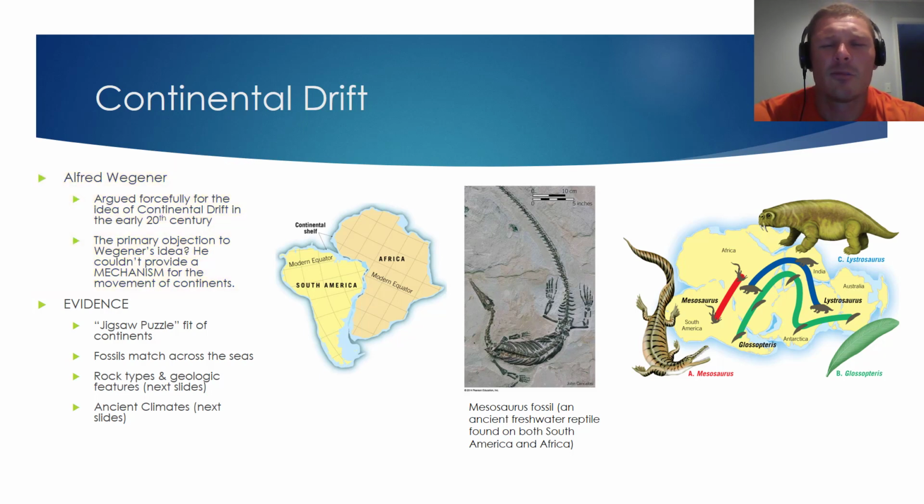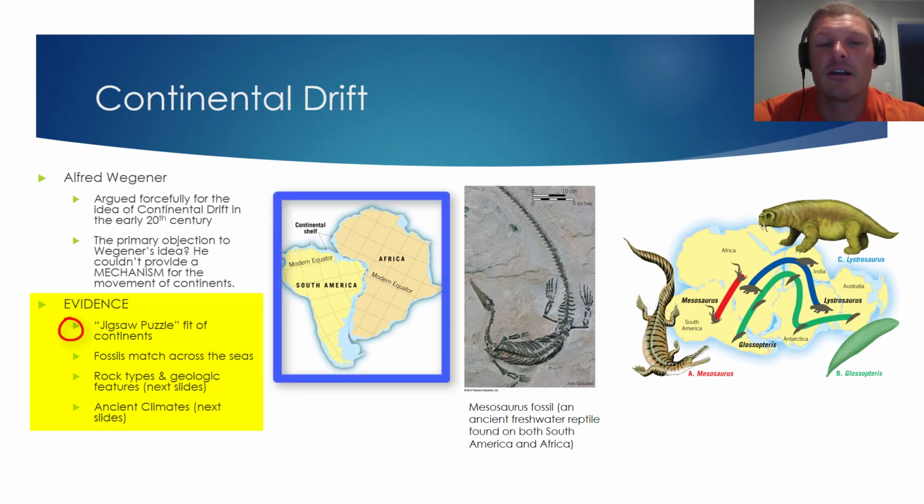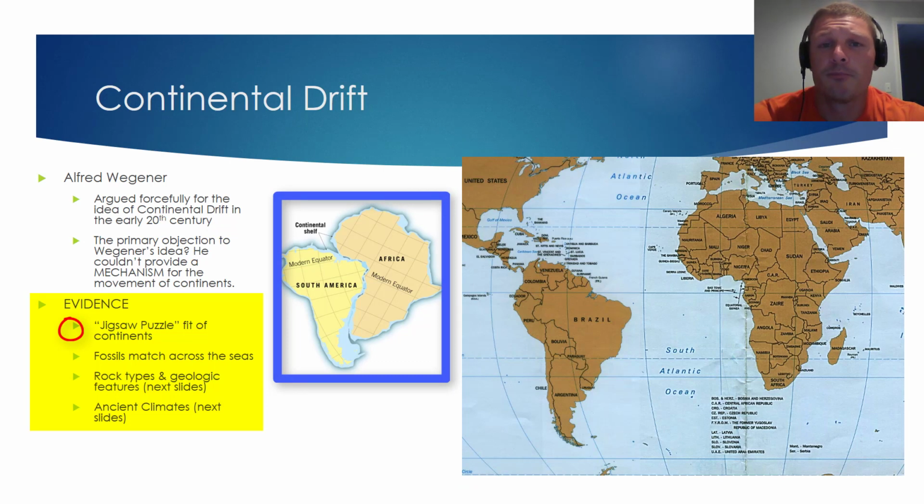Let's start off by considering some of the evidence that supported his idea. The first piece of evidence is something that even young children can intuitively see, and that's the jigsaw puzzle fit of South America and Africa. If you look at a current map of the world, and then you focus on the east portion of the South American coast and the west portion of the African coast, it seems pretty plausible that they could possibly fit together. So perhaps at one time, far back in Earth's past, they actually did.